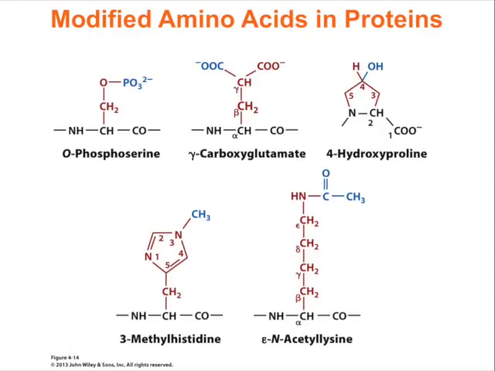Now, some of these are modified and included in proteins. Some of them work on their own and have hormone functions. An example is histamine, which is a decarboxylated form of histidine, one amino acid that we've talked about, an important one whose R group can ionize at physiological pH. Histamine is a powerful mediator of allergic reactions, and so it has a hormonal type endocrine response.